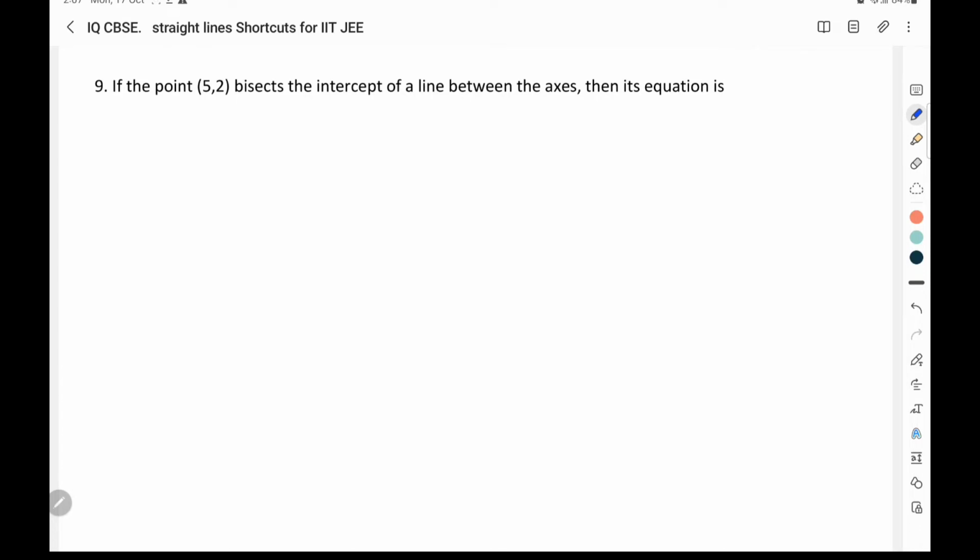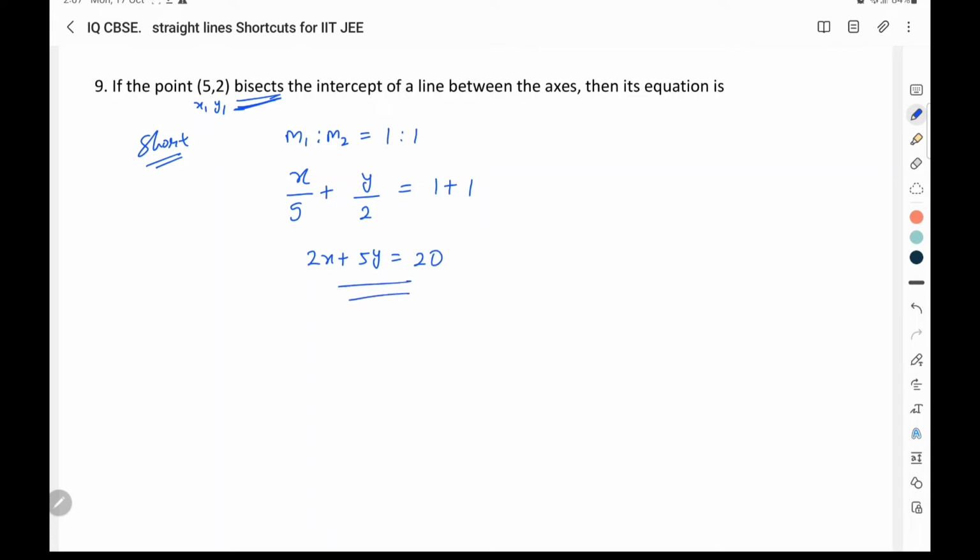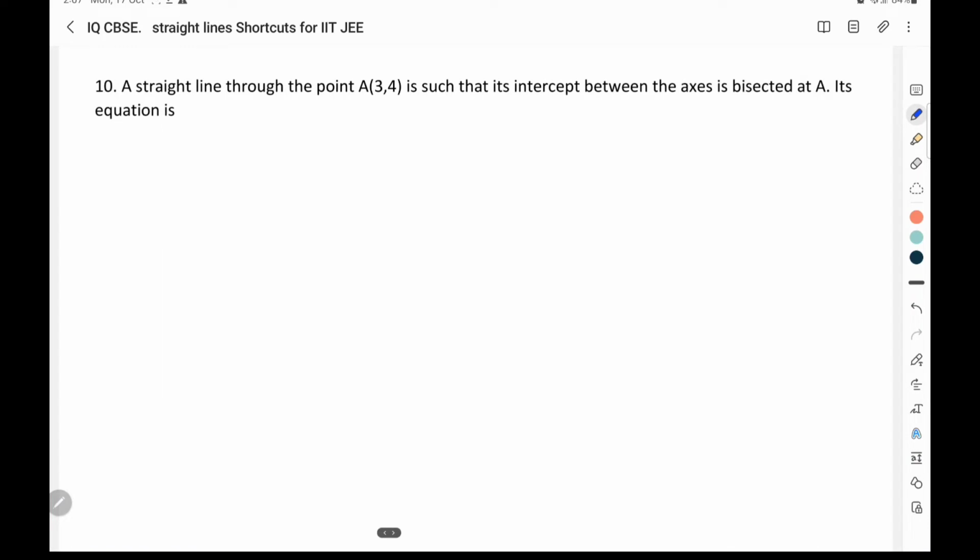Here, if this point bisects the line, whenever the word bisect is given, just remember a short trick. Just like the previous model, the ratio m1 is to m2 we take as 1 is to 1. This one is similar, (x1, y1). So just like the previous problem, x/5 + y/2 = 1 + 1. Again taking the LCM, 2x + 5y = 20. Got it?